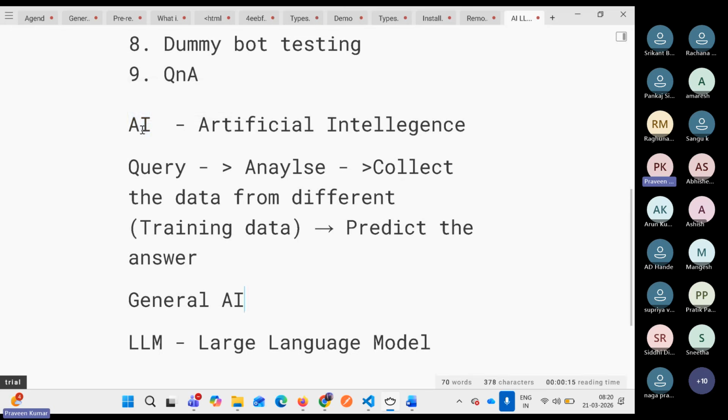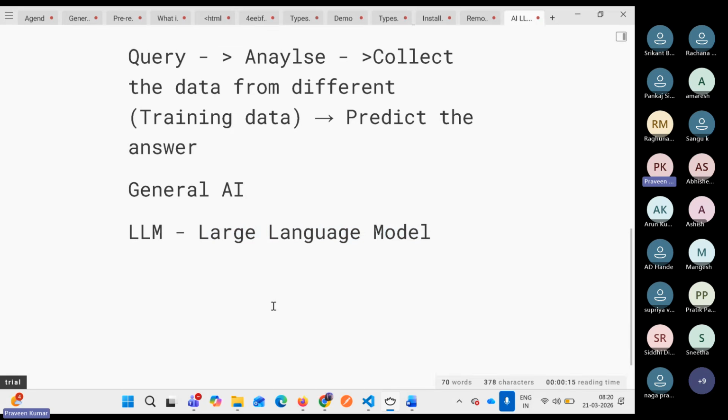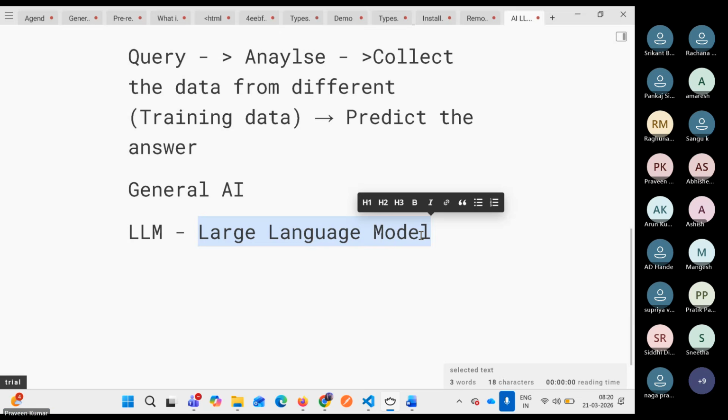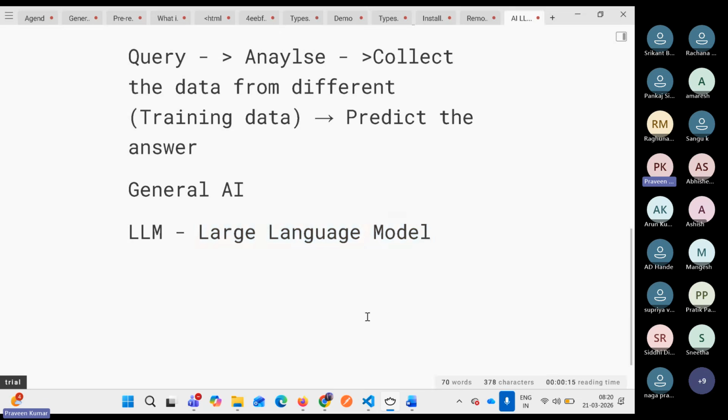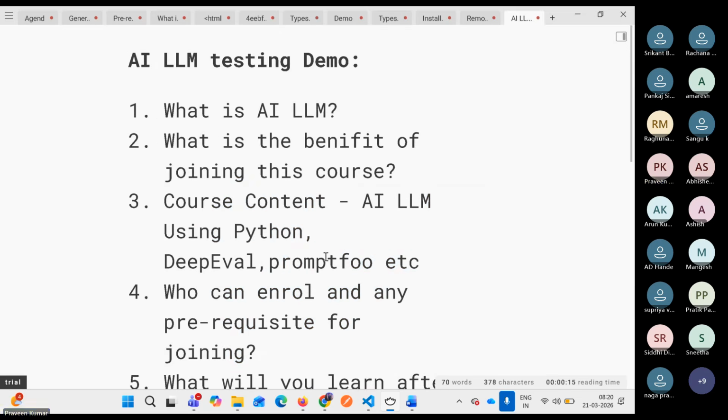AI is nothing without LLM, and that is why it is known as AI LLM or LLM testing. A large language model is the main source for any AI development or any application that uses the AI LLM part. Now, I'll come back to what the benefit of joining the course is. Let's talk about what the course content is in general.